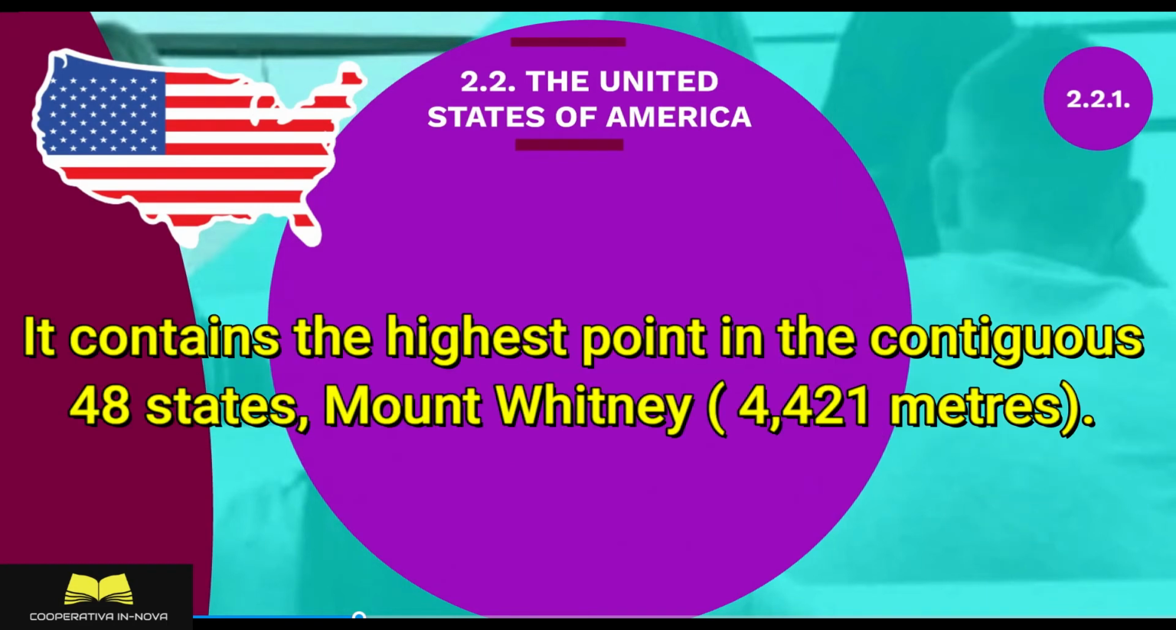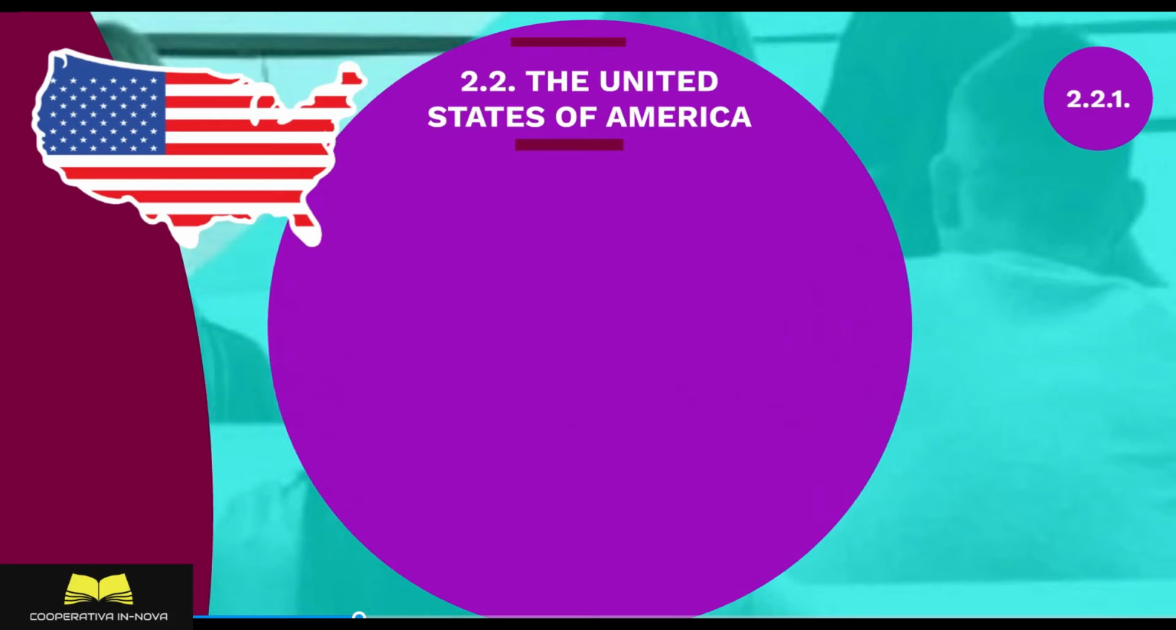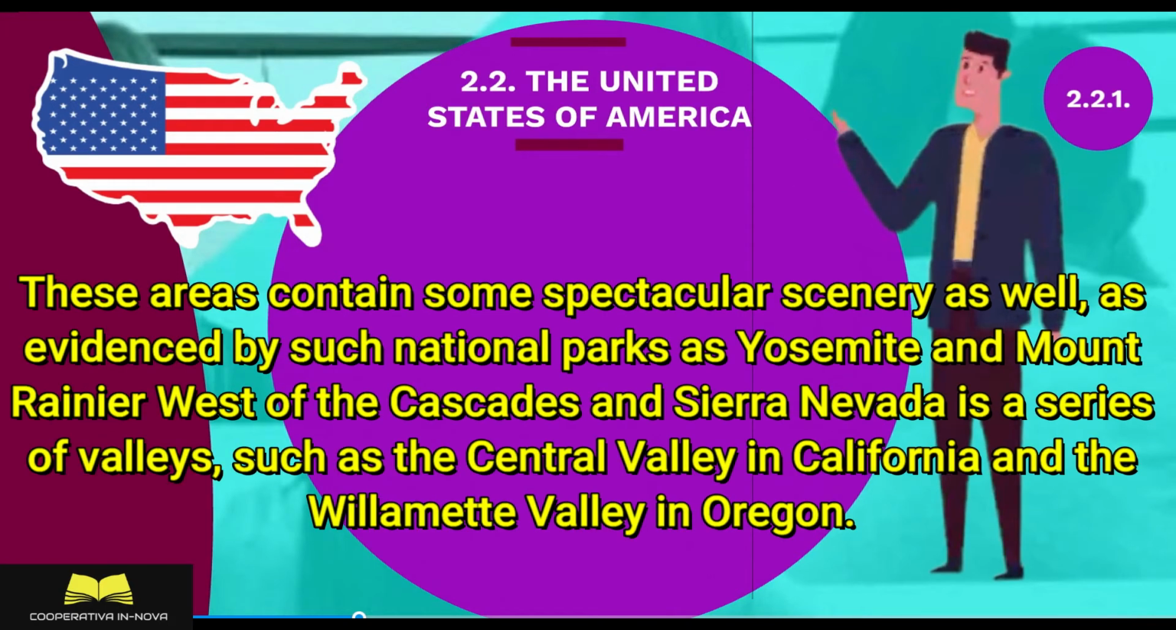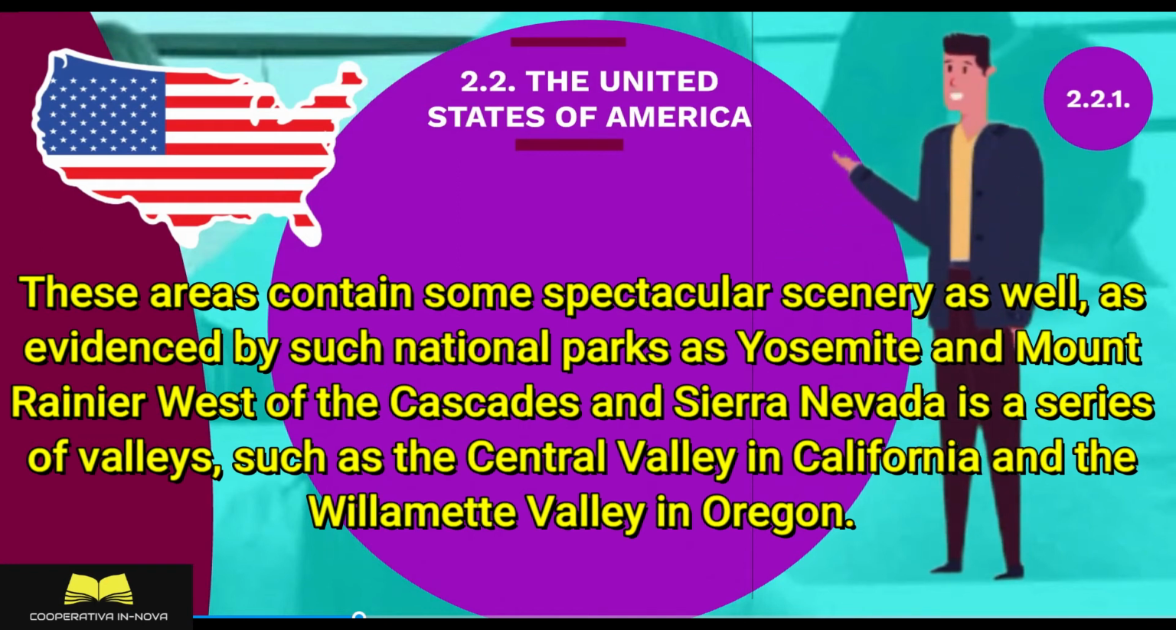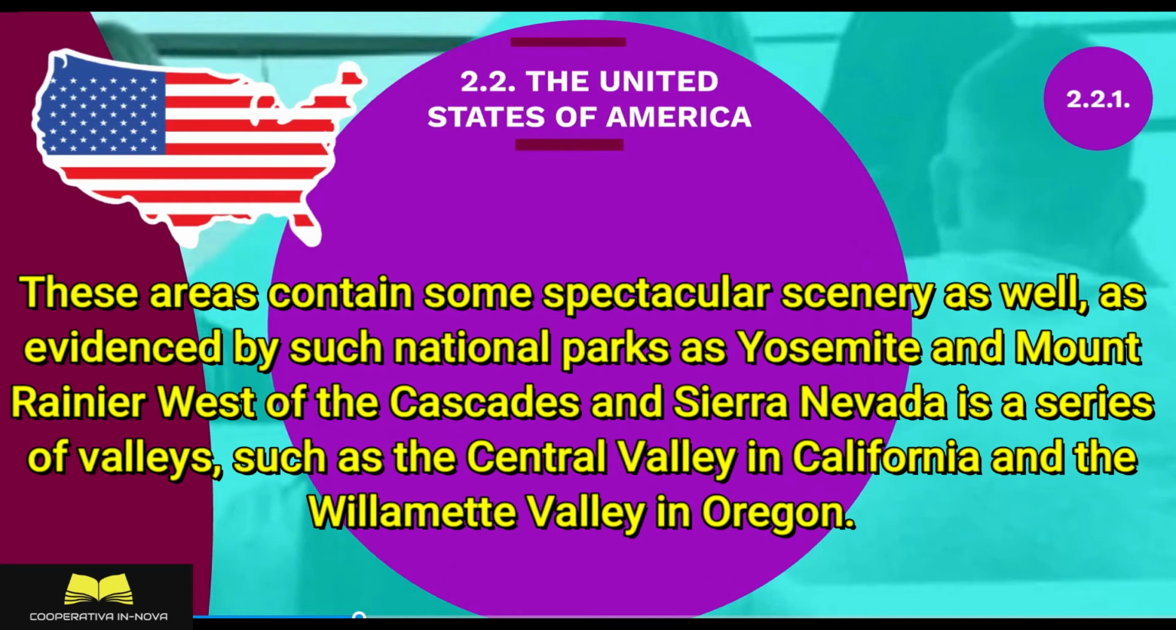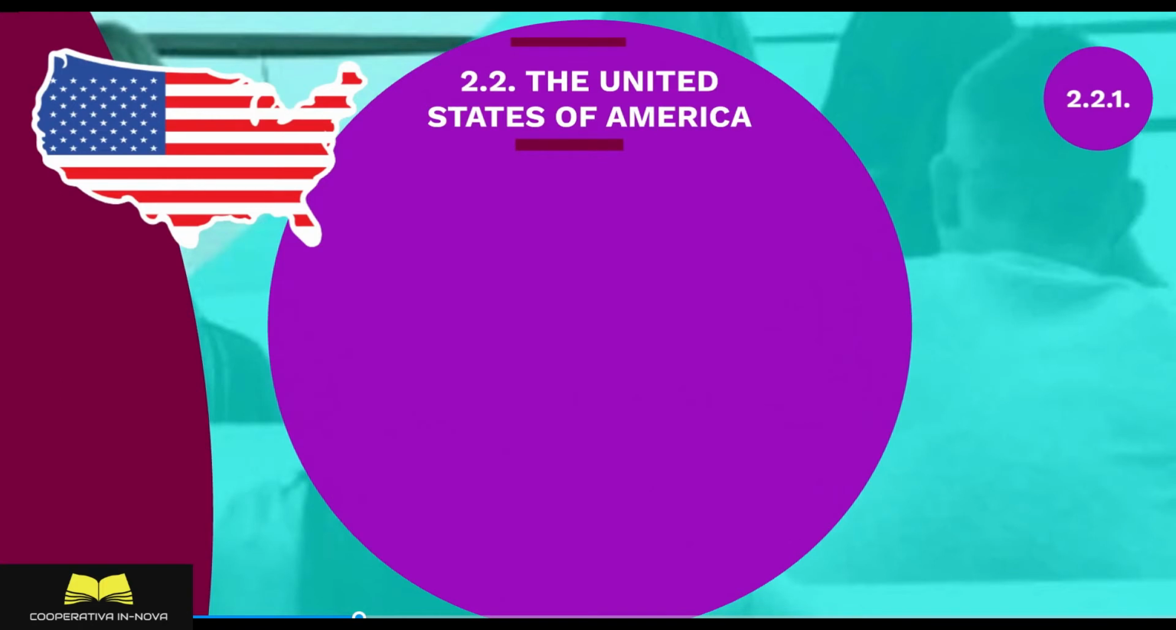It contains the highest point in the contiguous 48 states, Mount Whitney, at 4,421 meters. These areas contain some spectacular scenery as well, as evidenced by such national parks as Yosemite and Mount Rainier. West of the Cascades and Sierra Nevada is a series of valleys, such as the Central Valley in California and the Willamette Valley in Oregon.